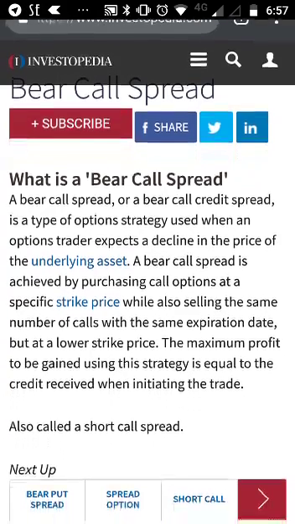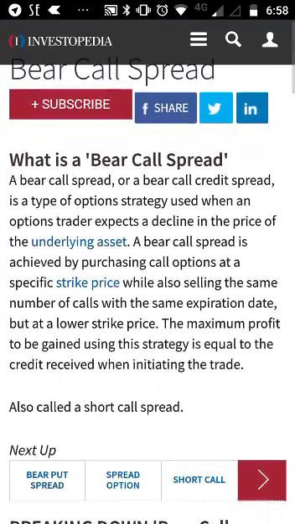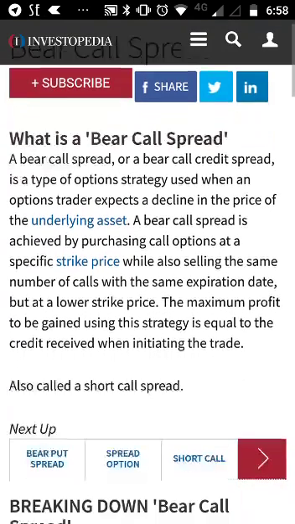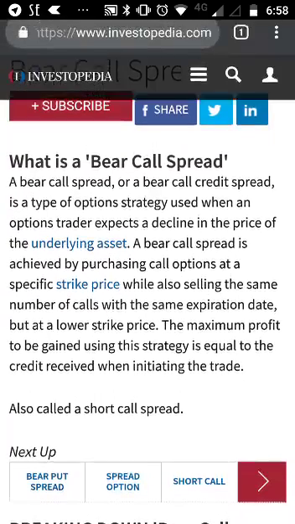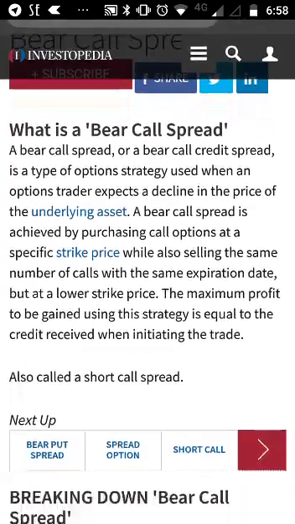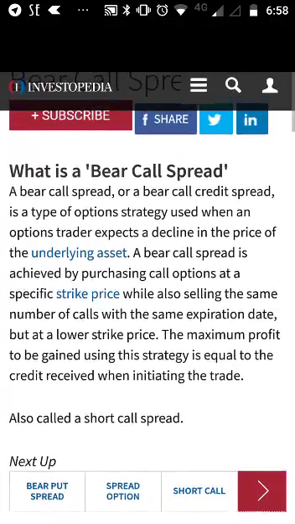What is actually a bear call spread? So a bear call spread is an option strategy which is used when a trader is expecting a bearish movement of a stock or an underlying asset. For example, you are expecting a stock to go down.